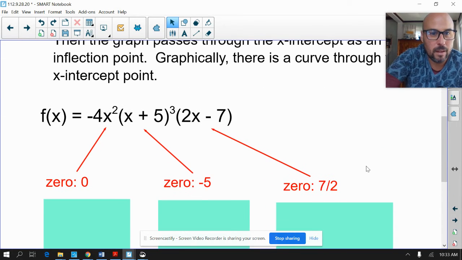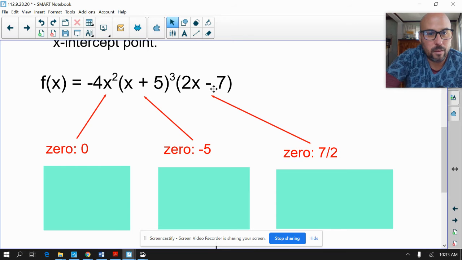So for example, here is a new function, and it's in factored form, thank goodness. Since it's in factored form, I get to know the zeros. This first factor tells me that the number 0 is a zero, because if I replace x with 0, this will be negative 4 times 0, which will be 0, and that's being multiplied by everything else, so the whole thing would go to 0.